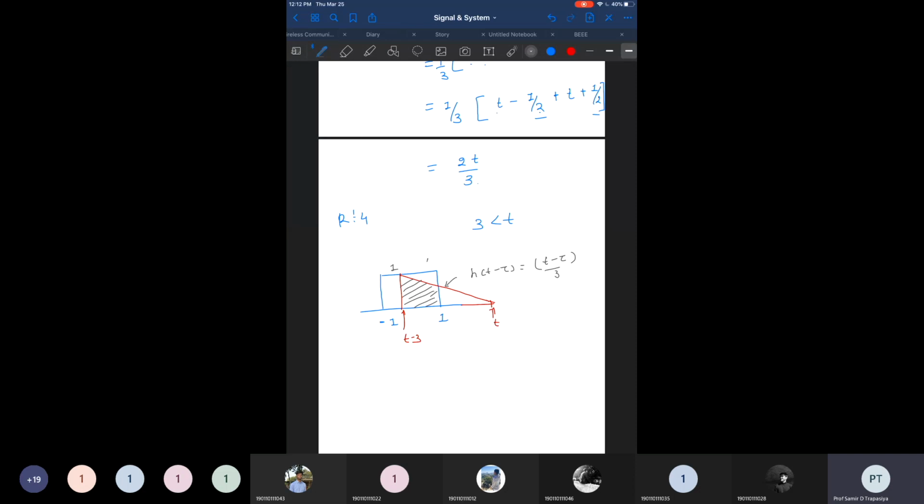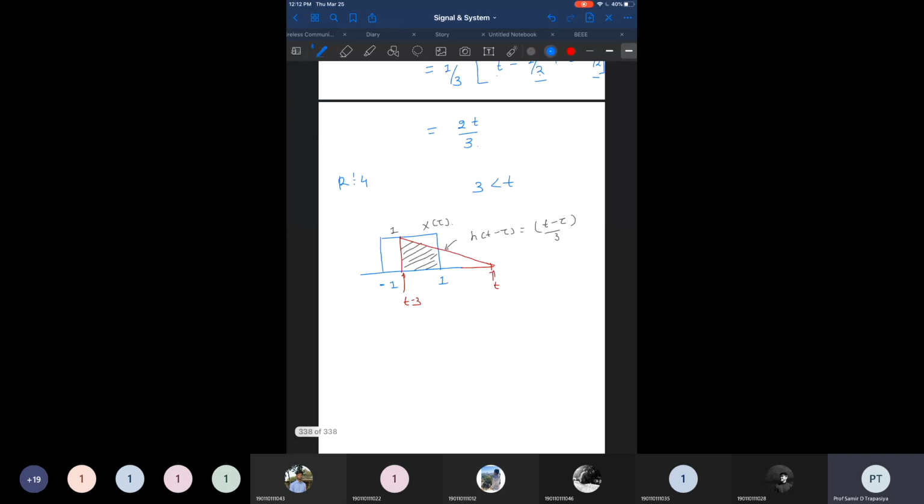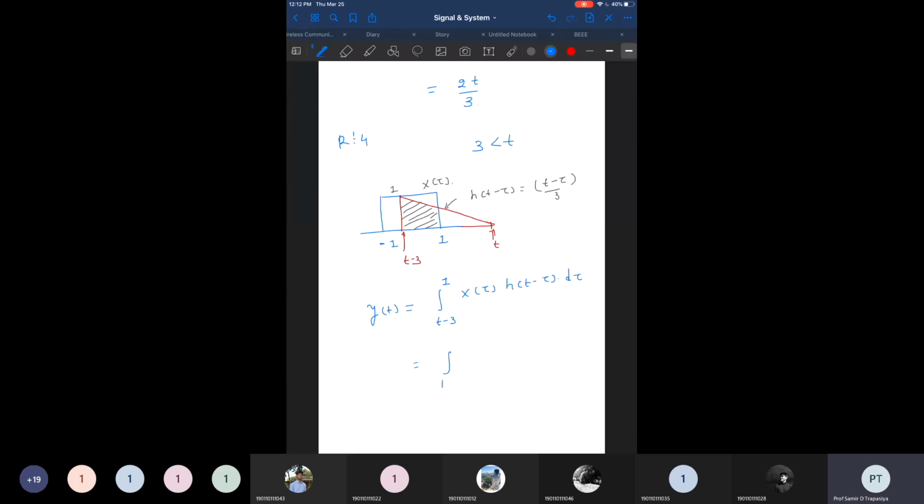So if you find y of t here, this y of t is bounded by these two boundaries. The lower boundary is t minus 3, the upper boundary is 1. It is x of tau into h of t minus tau d tau, and then if you apply this limit, that is t minus 3 to 1, it is 1, and h of t minus tau is (t minus tau) by 3, and we need to find d tau here.